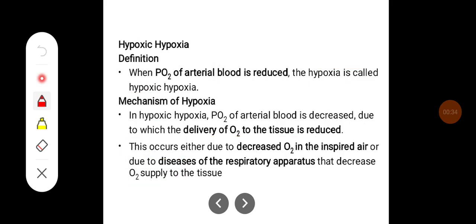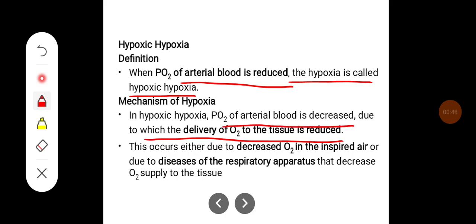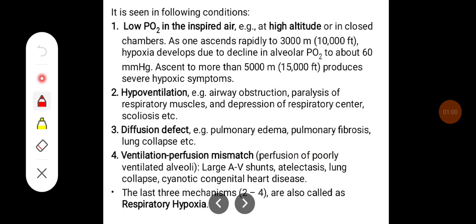Hypoxic hypoxia is when PO2 of the arterial blood is reduced. This hypoxia is called hypoxic hypoxia. Mechanism: in hypoxic hypoxia, PO2 of arterial blood is reduced, due to which the delivery of oxygen to the tissue is reduced. This occurs either due to decreased oxygen in the inspired air or due to disease of the respiratory apparatus that decreases oxygen supply to the tissue.